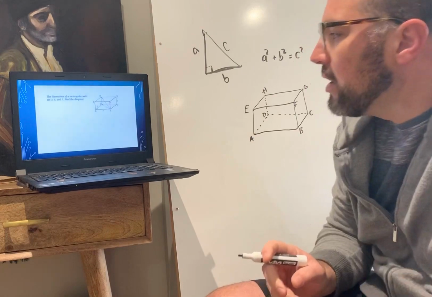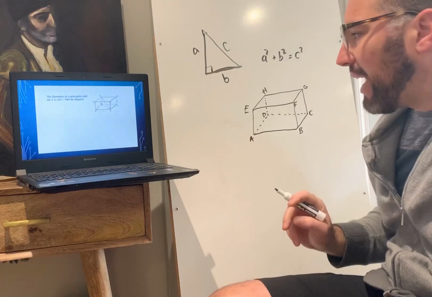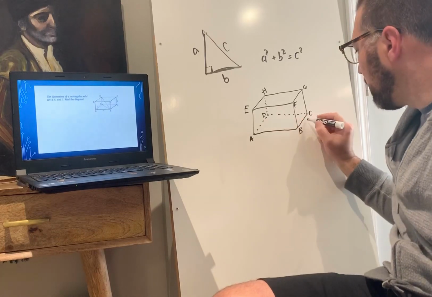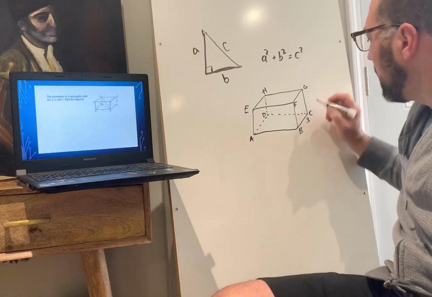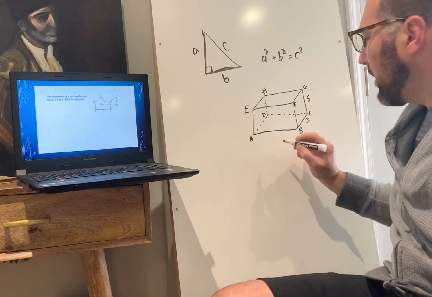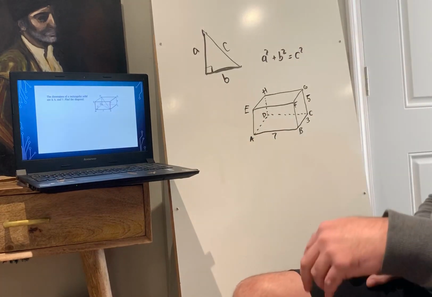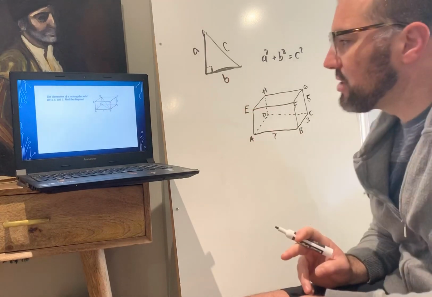All right. So they gave me dimensions 3, 5, and 7. And here they've marked this side as 3. So BC is 3 here. GC is 5. AB is 7. And they want me to find the dimensions of the diagonal.